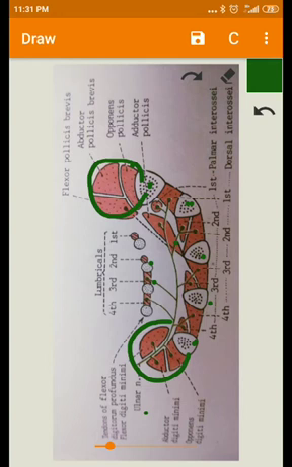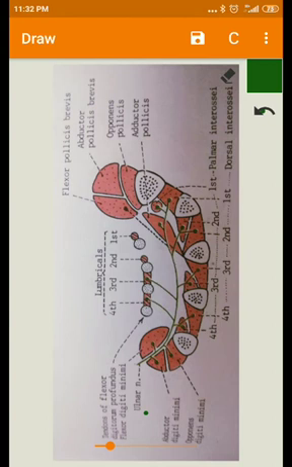So these are the muscles, and here you can also see the hypothenar muscles: the flexor digiti minimi, abductor digiti minimi and opponens digiti minimi. Okay, these are the muscles present on the palmar aspect of the hand, as well as the dorsal interossei here.